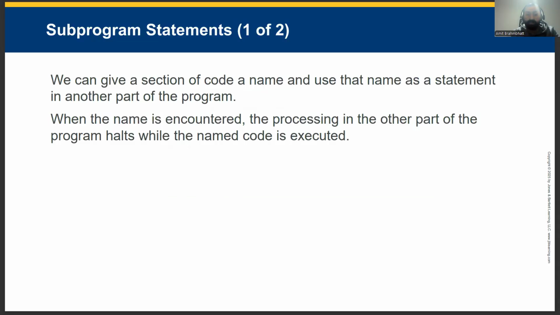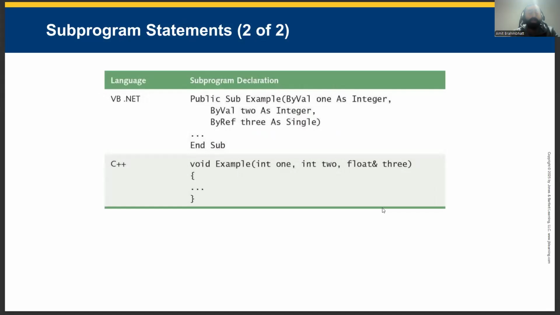Subprogram statements. Subprograms encapsulate code under a name. When called, execution jumps to the subprogram, runs its code, and returns. This improves modularity and reusability in programs. Here the slide presents an example of subprogram usage, highlighting how methods or functions organize functionality and simplify main program logic.